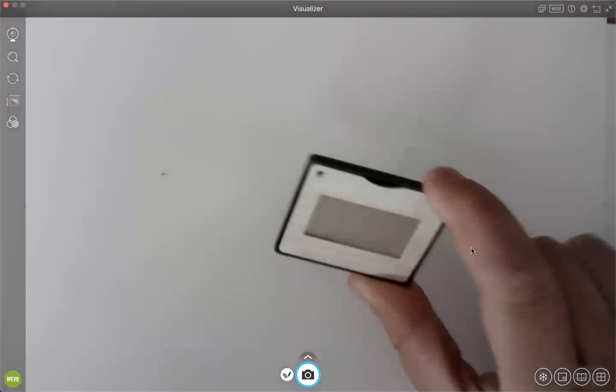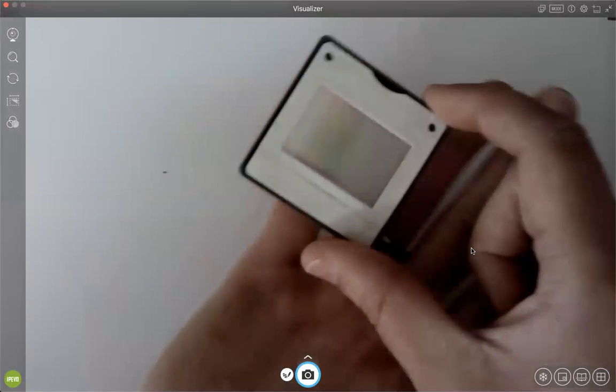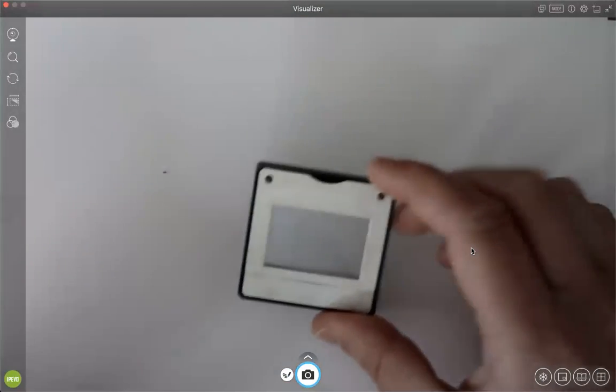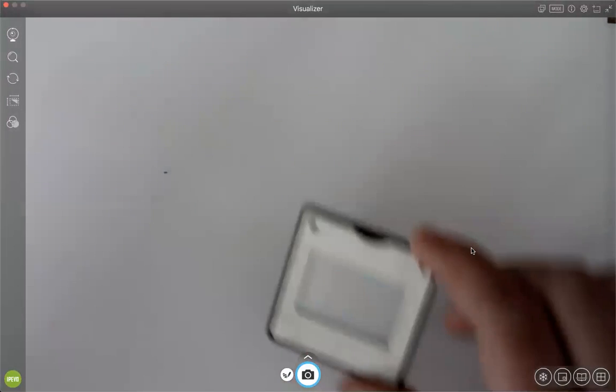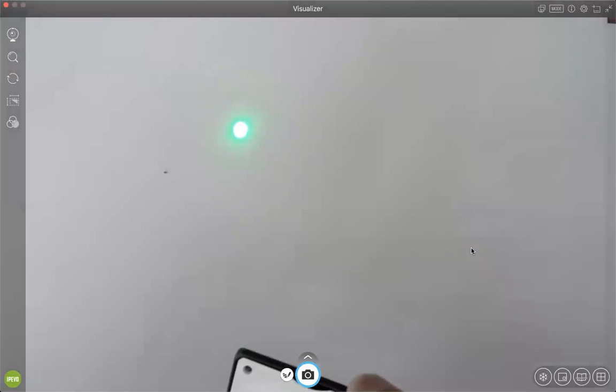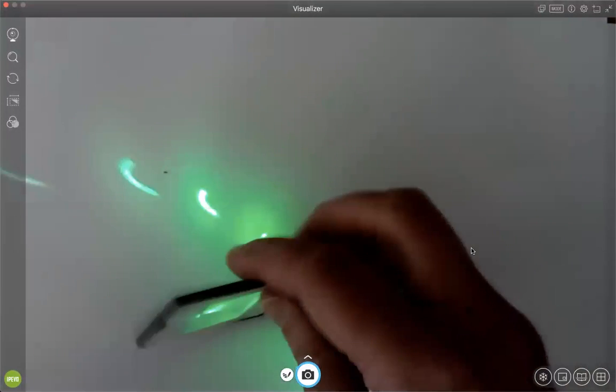I can also take this diffraction grating. You can see it's see-through. You can see my hand. You can see my ring through it. You can see through this diffraction grating. But what happens when I take this laser and now I'm going to make the laser go through this diffraction grating.